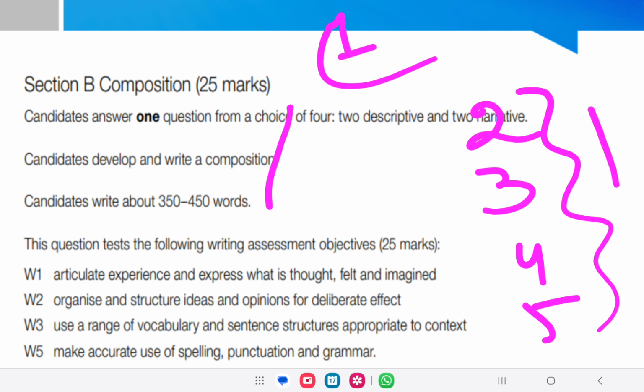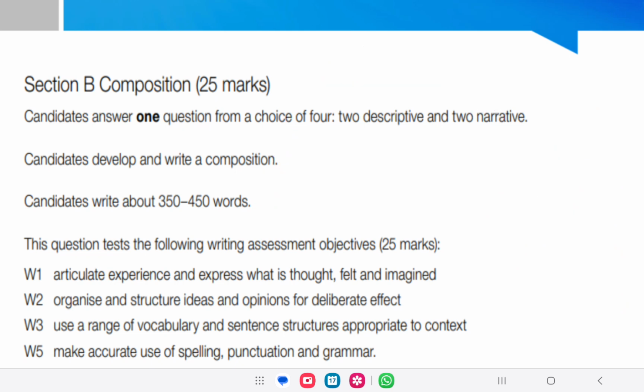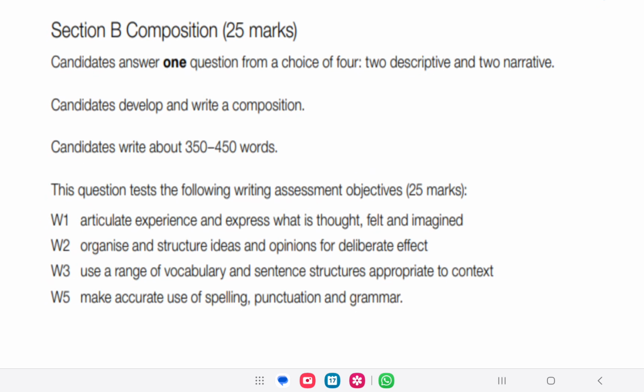Questions 2 and 3 are descriptive and 4 and 5 are narrative questions. So you have to choose according to your own aptitude, according to your own inclination. If you like descriptive, you can go with that. If you like narrative, you can choose that and then come up with a very good essay. That can be a descriptive essay of 350 to 450 words, or a narrative composition of 350 to 450 words.